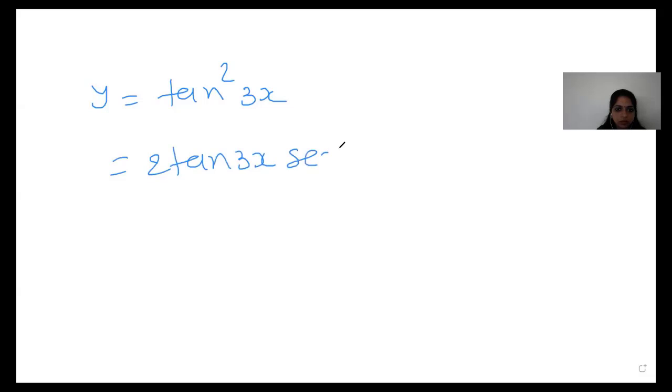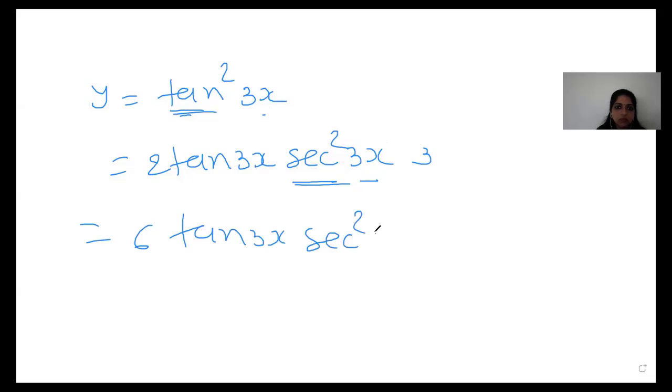Now, the next example is tan square 3x. Yes, Kushal Trivedi. Kushal, 2 tan 3x into sec square 3x into 3. Perfect. See, 2 tan 3x, the derivative of tan is sec square 3x, and the derivative by chain rule of 3x is 3. So our final answer is 6 tan 3x into sec square 3x.